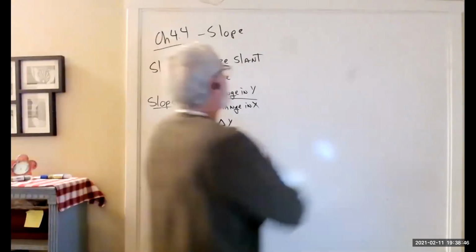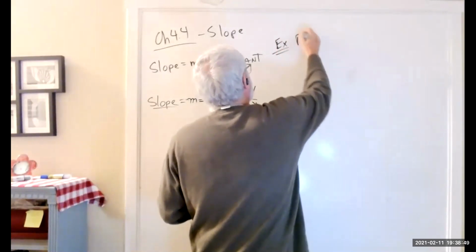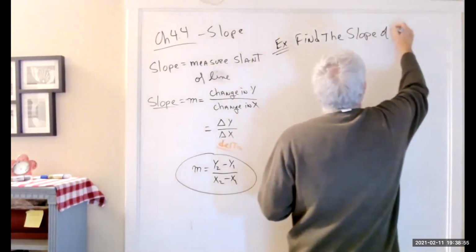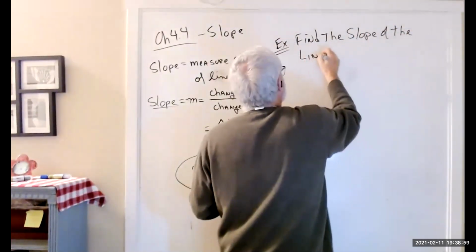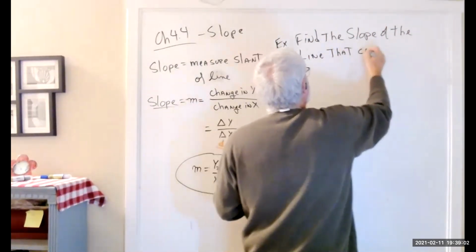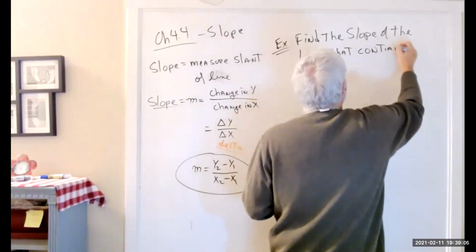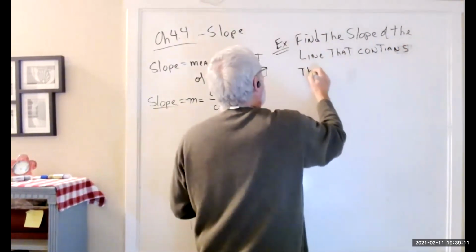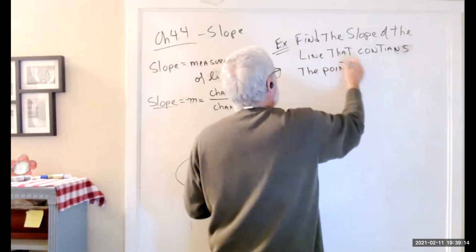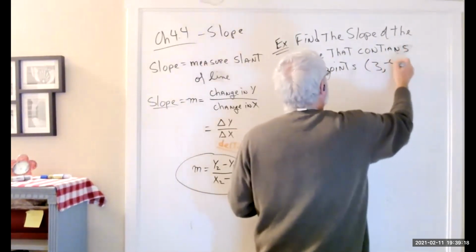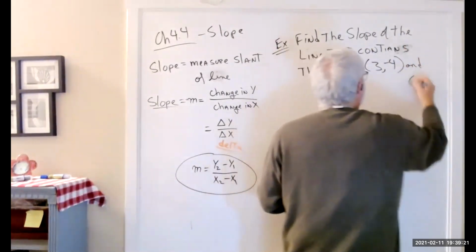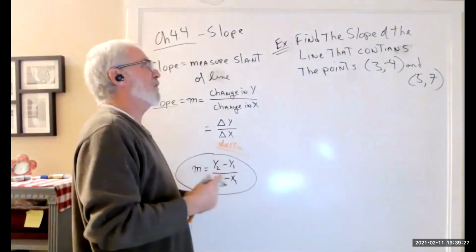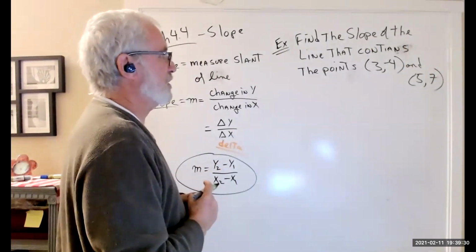Okay, example. Find the slope of the line that contains the points (3, -4) and (5, 7). Find the slope of the line that contains these points.